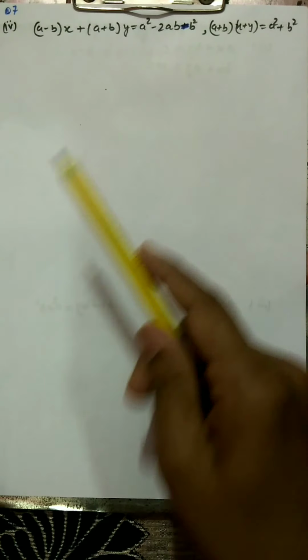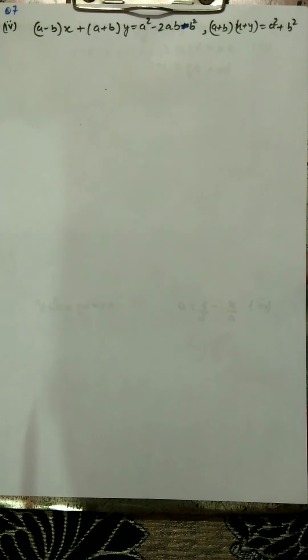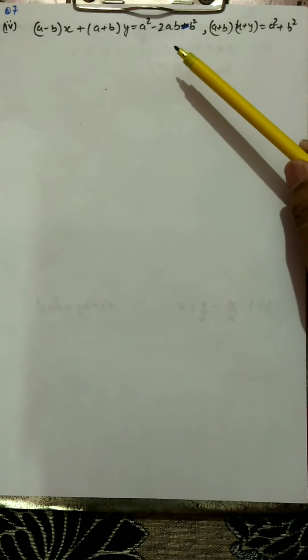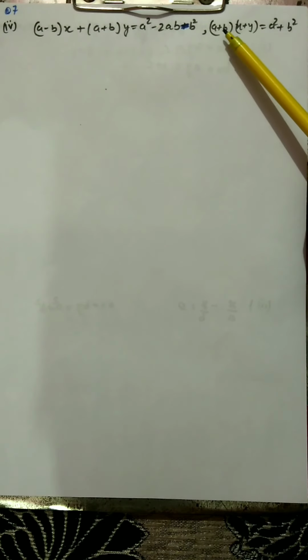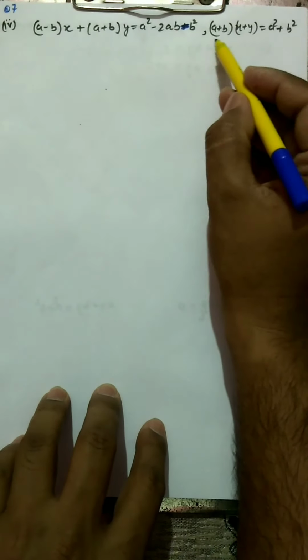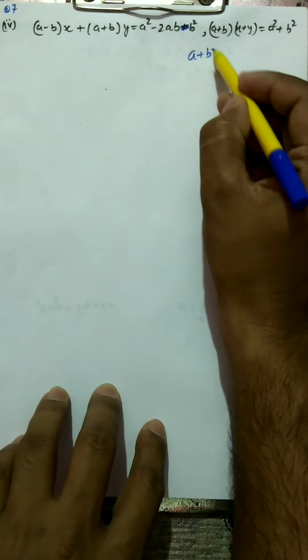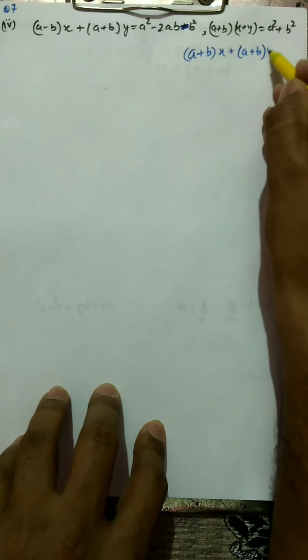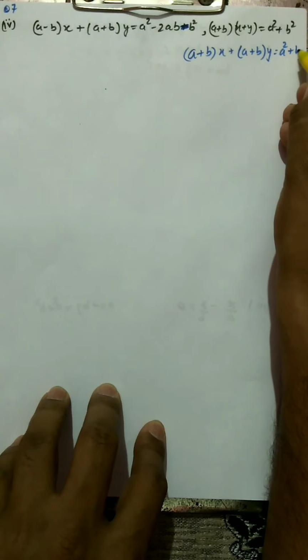Now you see question number 7. This is the fourth part: a minus b x plus a plus b y equals a square minus 2ab minus b square, and this is a plus b bracket x plus y equals a square plus b square. So now we are going to simplify this first, though it can be written as a plus b x plus a plus b y, and this is equal to a square plus b square.